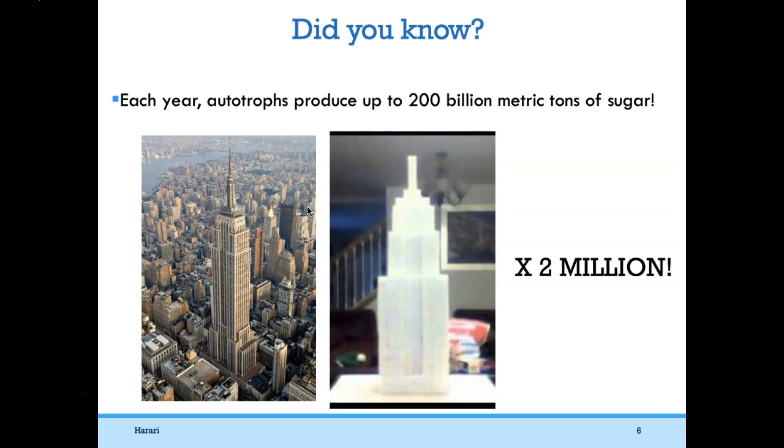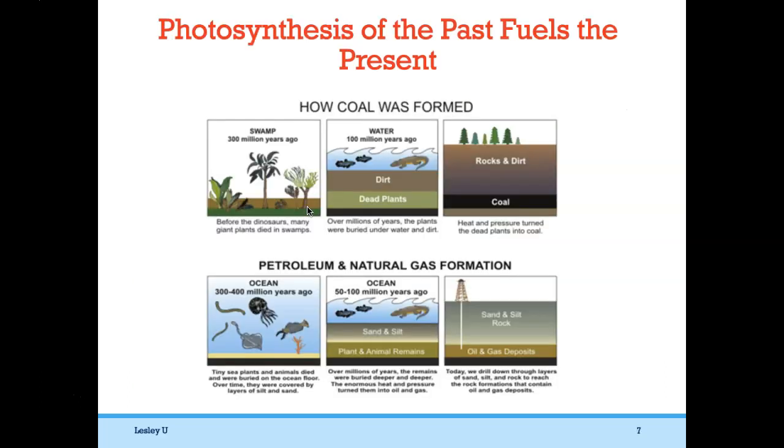So clearly, photosynthesis is very effective. It's good at what it does. And we are very thankful for photosynthesis because, again, we would not be here if photosynthesis were not constantly occurring. And photosynthesis of the past fuels the present. So we have a lot of our energy from coal, from oil. So that's what powers our computers, it powers our factories.